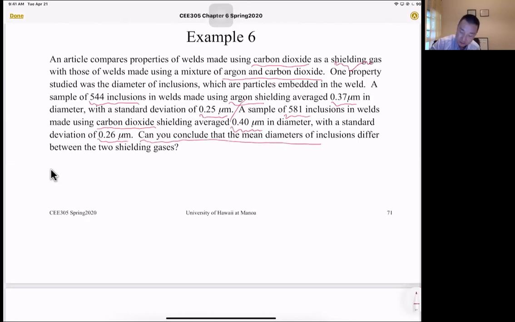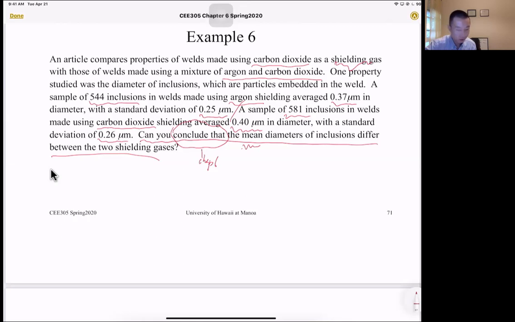Can we conclude that, based on this? We know this is a hypothesis test, so this is chapter 6, right? And the question asks about the mean diameter. This is the population mean, right? The mean diameter of inclusion differs between the two shielding gases. So this is the difference between two means, and the sample size is large. So we see this is a large sample hypothesis test for the difference between two means.